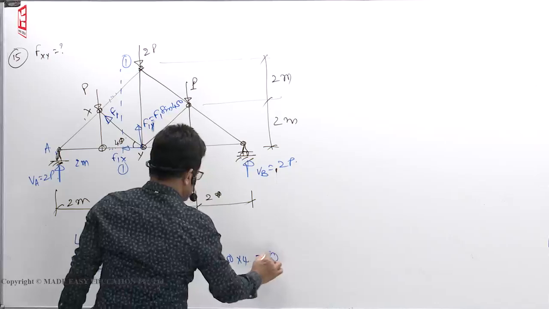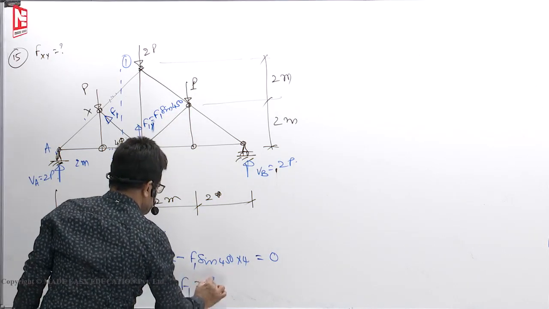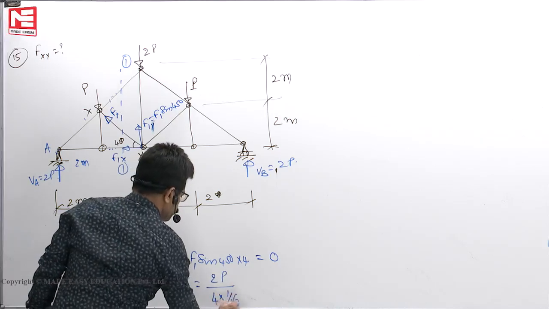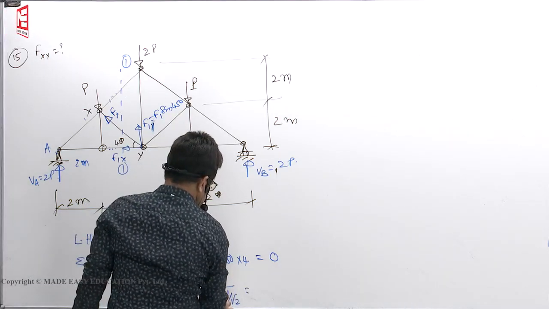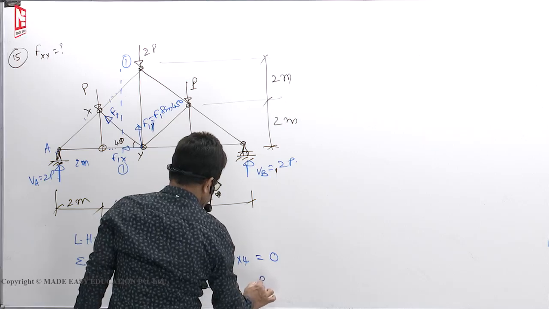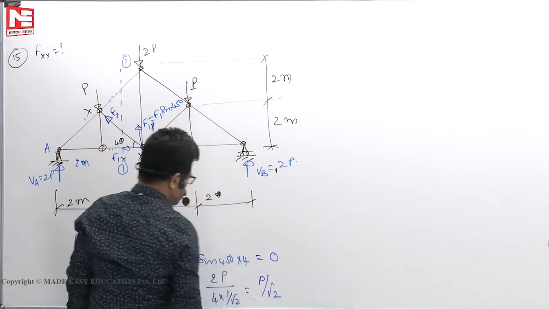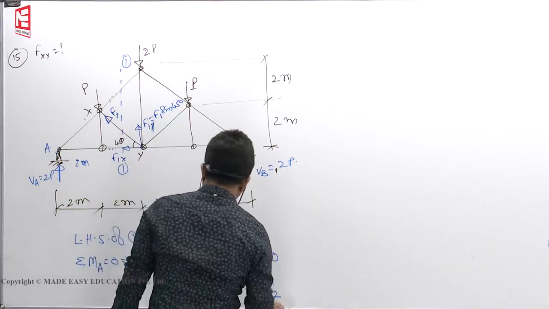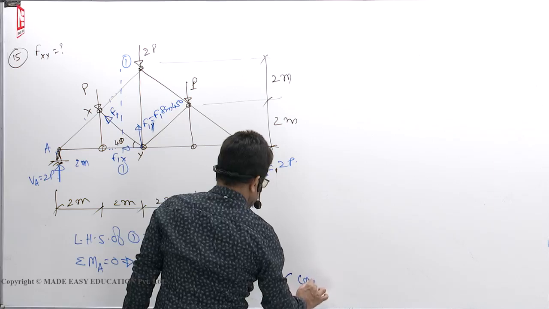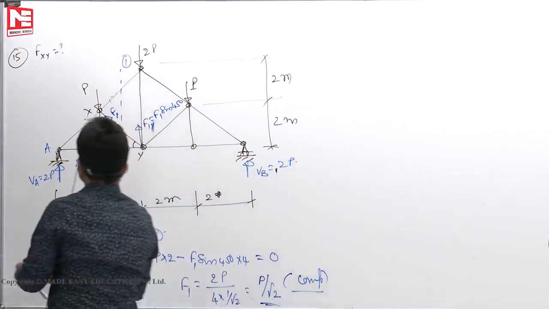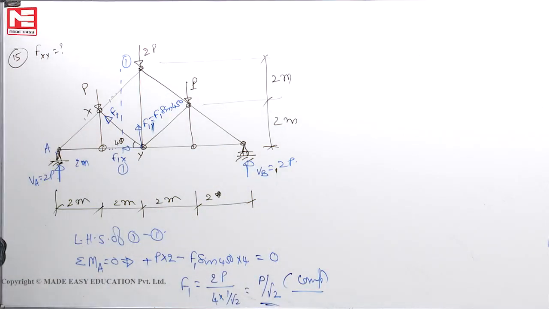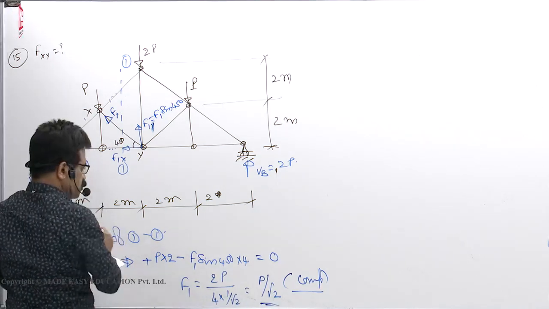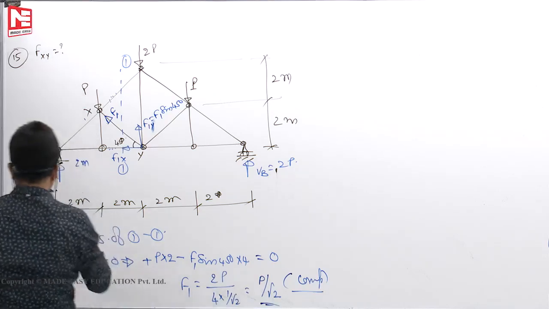Sin 45 into 4 is equal to 0. So F1 is equal to 2P by 4 sin 45, means 1 by root 2. So this is 2 by root 2, means P by root 2. Right? Root 2. So P by root 2, arrow mark is towards the joint, compression. So Fxy is P by root 2. What is the question? P by root 2, compression. So 15th question, B is the answer.